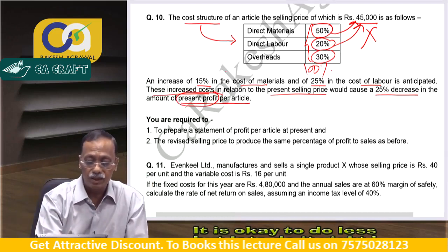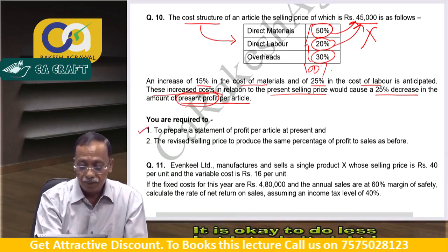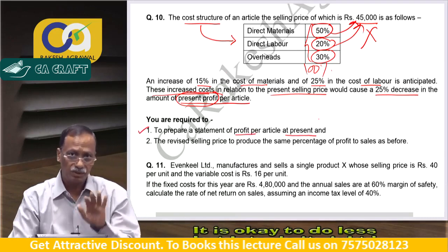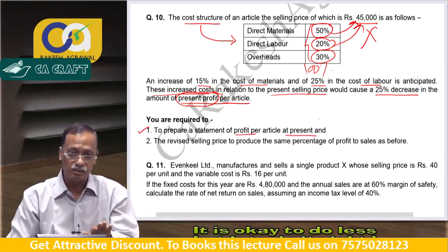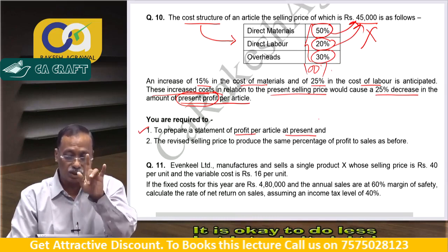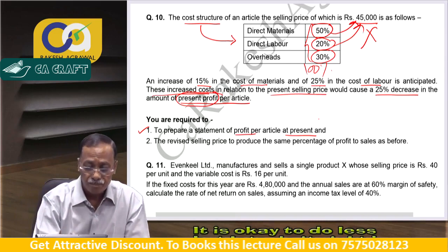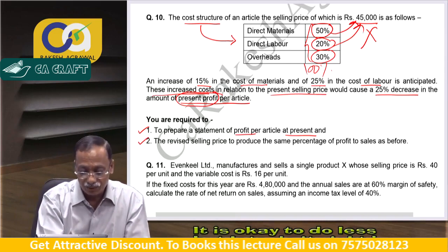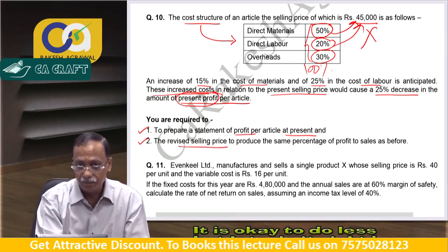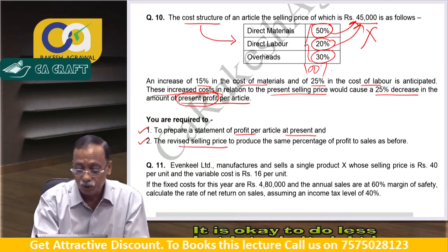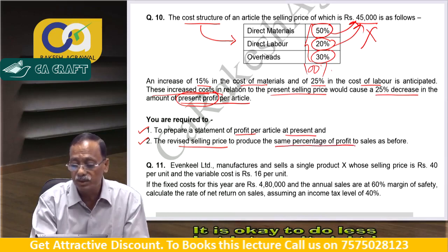Now you are required to, number one, prepare a statement of profit per article at present. First you have to prepare the profitability statement at present. How much profit you are earning per article, right? Data is given only for one unit only. And two, interesting question, the revised selling price. You have to calculate revised selling price to produce the same percentage of profit to sales as before.